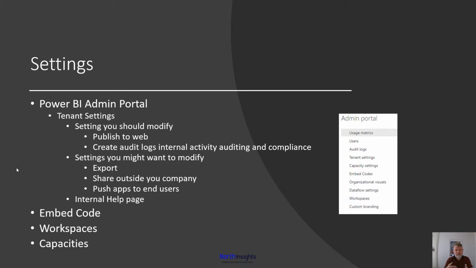But there are settings in there that we should definitely take a look at and make sure that we have made an informed decision of how they are set. So there are settings that you should modify in the tenant settings. For example, publish to web: you need to make sure that only people who are authorized are able to do publish to web. If the audit log has not been turned on in Office 365, Microsoft 365 as it's called now, you can turn it on in the Power BI tenant settings.